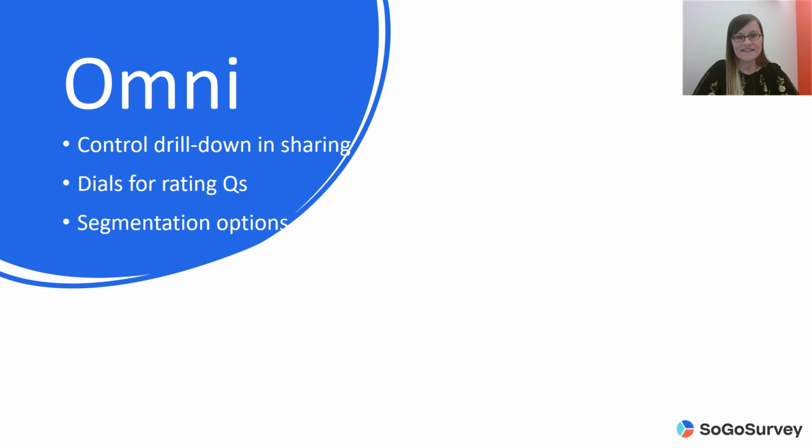All right, let's take a look at reports. In Omni, of course, the report of all reports, we've got a few different options here, a few more coming just around the corner, but starting with these ones today. The first one up here is controlling the drill down when you're sharing dynamic links.